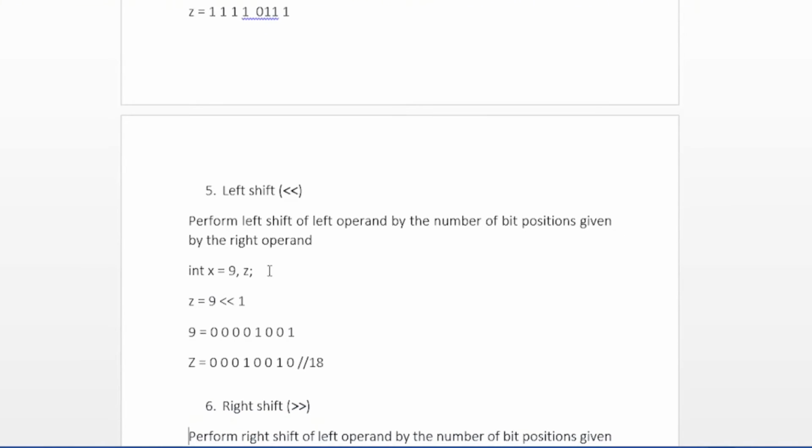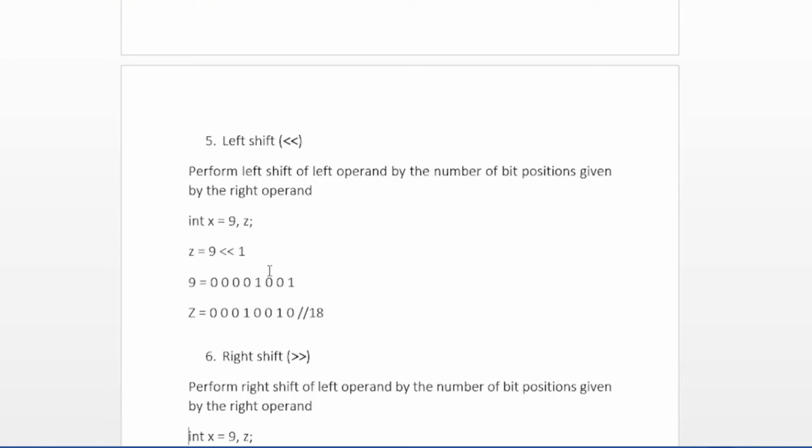Then after this we have left shift and right shift. Left shift shifts the operand by the number of bit positions given on the right side of this operator. This is the left shift operator, and on its left side I give the operand on which I have to perform the operation. So the operand is x, and on the right-hand side I have given 1, that is, I have to shift the bits of this 9 by 1 to the left.